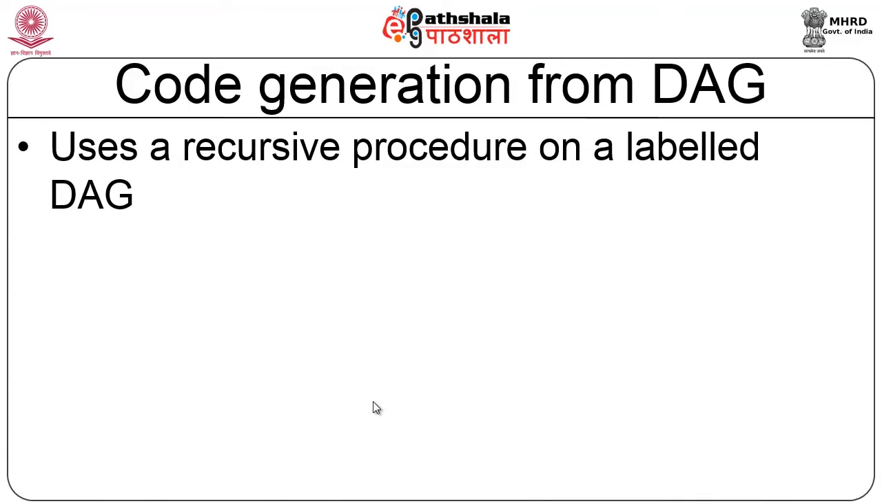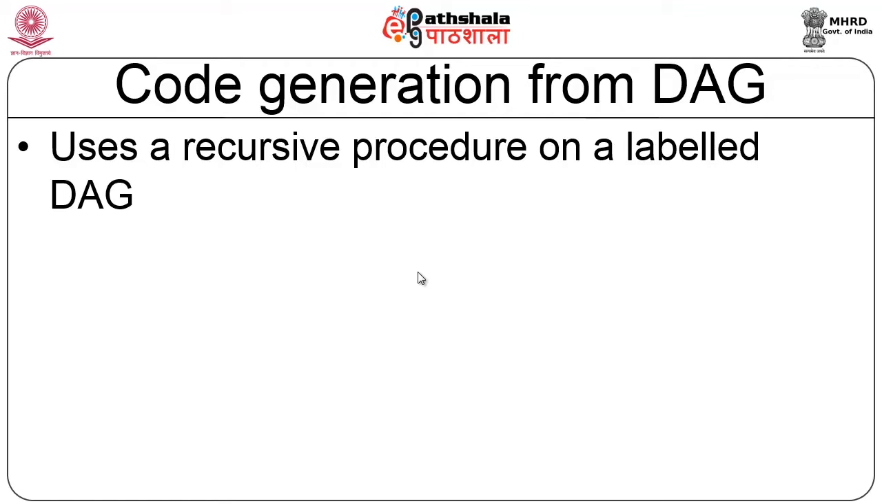So, code generation from DAG. In the previous modules we have talked about constructing a DAG and how this DAG can be labeled, which is nothing but assigning it the label as the registers required to compute a particular interior node. And then we have also looked at how to reorder the DAG so that the instructions can be scheduled such that the total cost of instructions is going to be less.